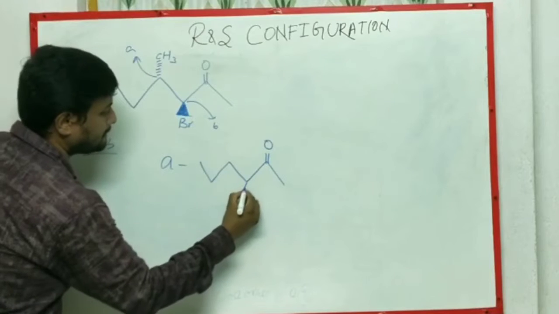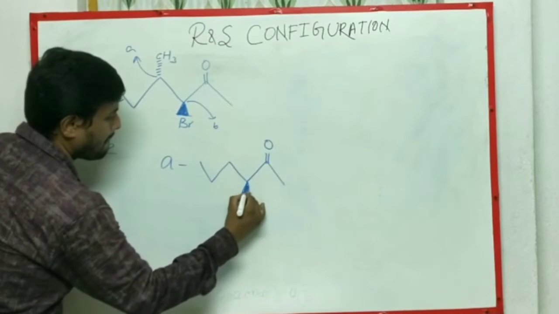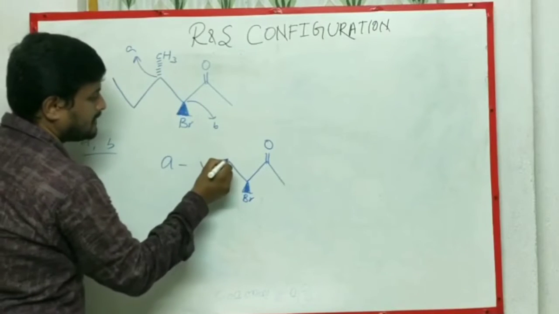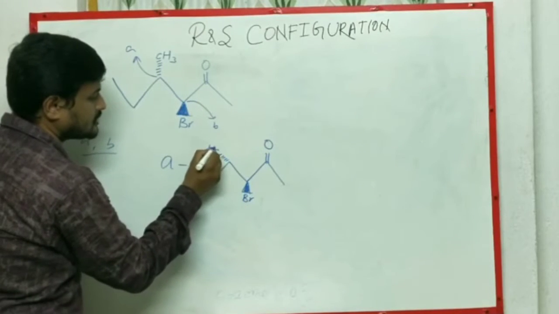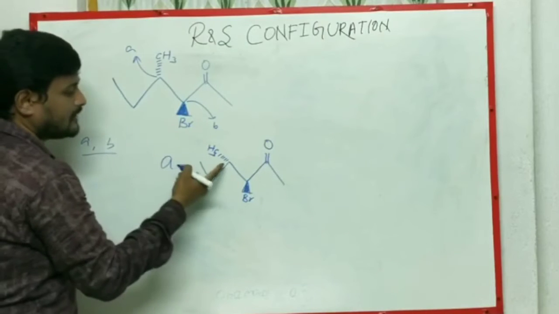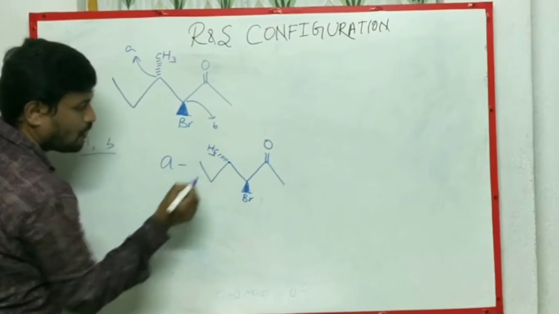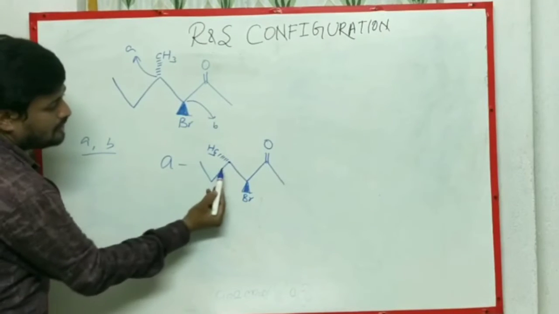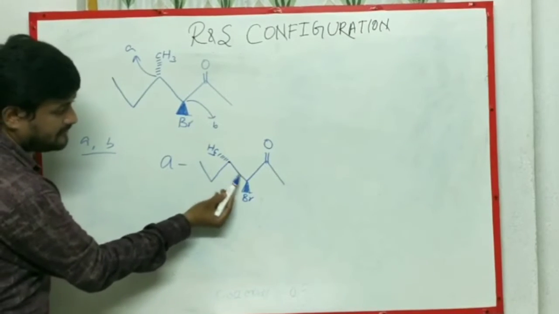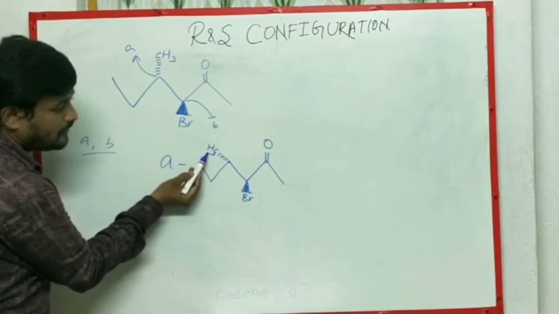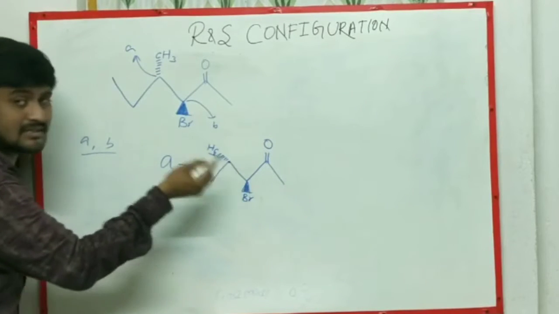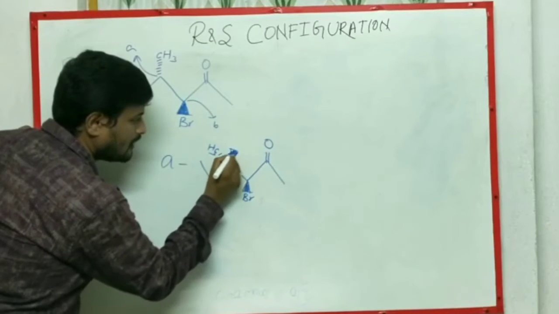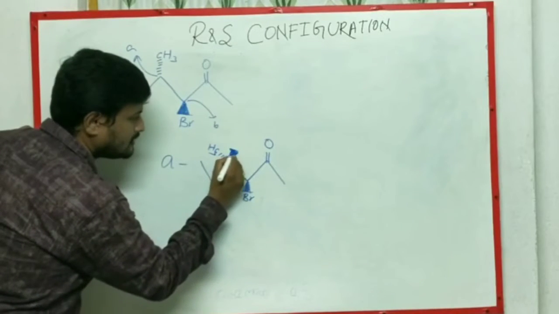In case of A, here below the plane is CH3, and again this carbon atom has 4 valencies. This is first valency, second valency, third valency. First valency within the plane, second valency within the plane, third valency below the plane, fourth valency above the plane. What is the fourth valency? Hydrogen. Hydrogen is above the plane.